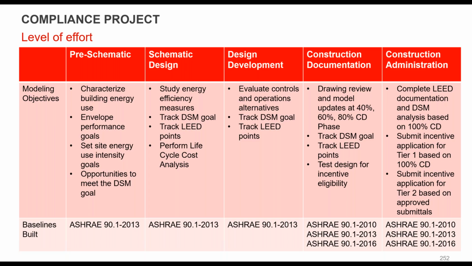Energy efficiency measures and tracking where we are on LEED points, performing lifecycle costs at the schematic level. Design development: what are the controls and operation alternatives, again tracking DSM and LEED points. Construction documents: making sure as we're going through construction documents that we are on track, again tracking points. And then at that point, testing whether we're still going to be eligible for that incentive. You see, at this point, we've got 3 baselines we're working against. By the time we're in construction, we're beginning to pull the various pieces together.